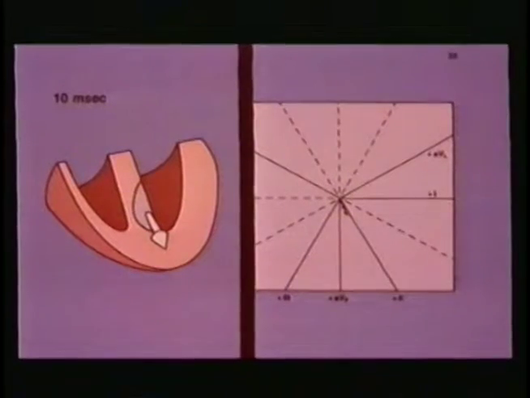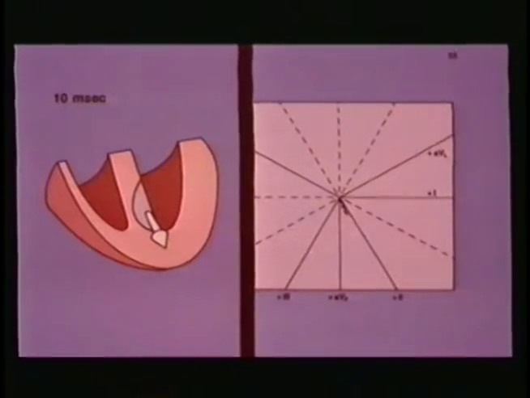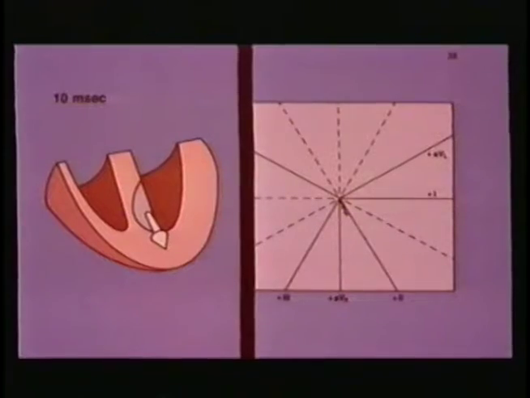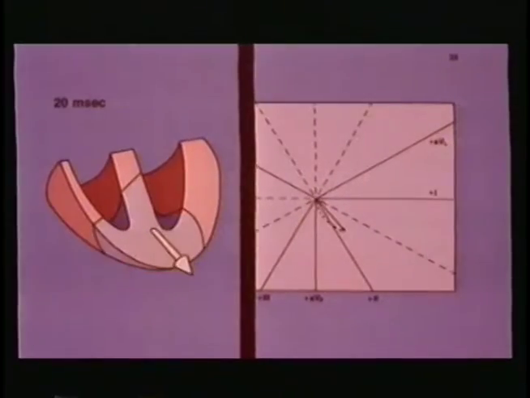38. For example, the 10 millisecond septal depolarization vector has this leftward, anterior, and inferior orientation and frontal plane projection. 39. The resultant 20 millisecond spatial vector in left ventricular hypertrophy is also oriented in a leftward, anterior, and inferior direction.